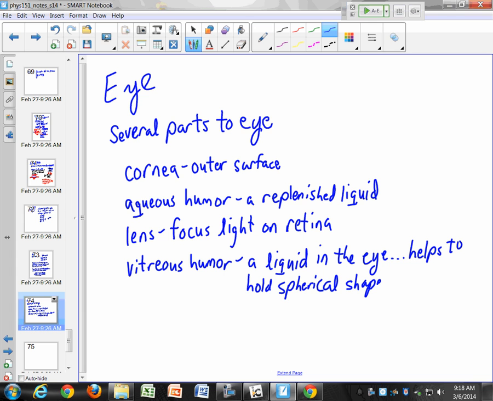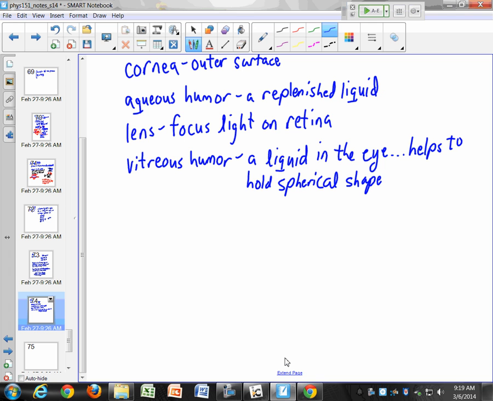You can have some problems with the eye if it's not actually a sphere. So we'll talk about that later. But if you have a longer eyeball or a shorter eyeball, like if it's squashed or if it's elongated, that causes near and farsightedness. The vitreous humor is actually placed into your eye when you're in the embryo, and then it's not replenished. So not replenished, not draining, hopefully.